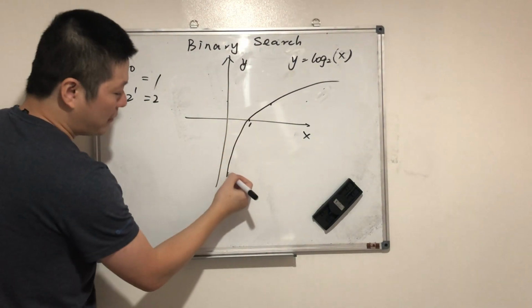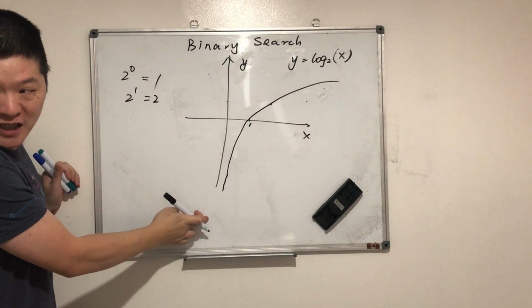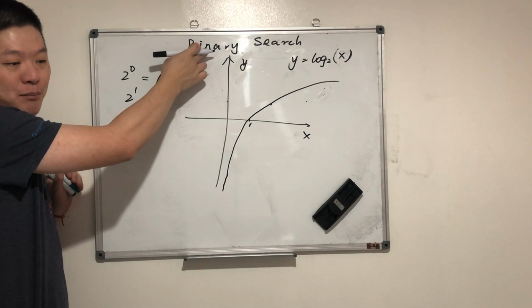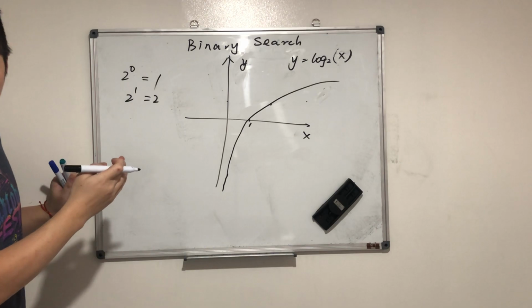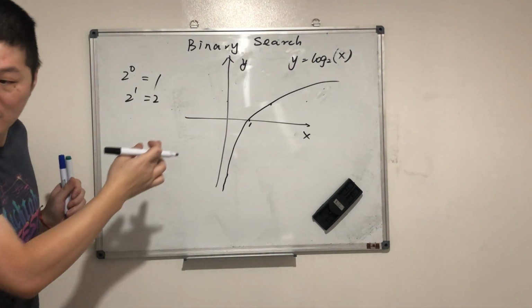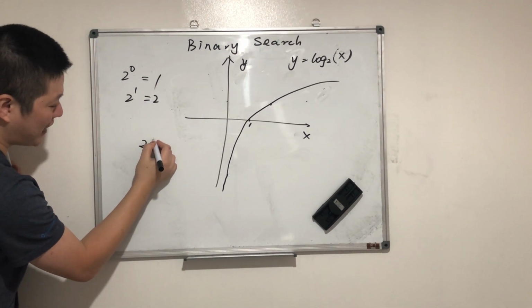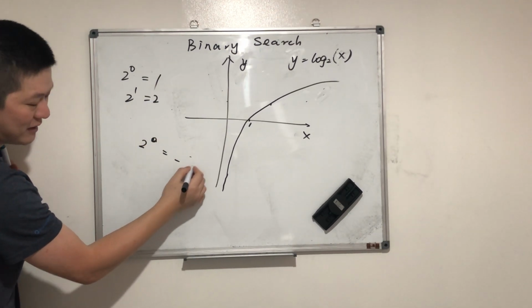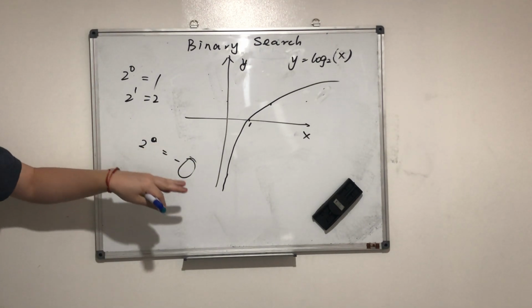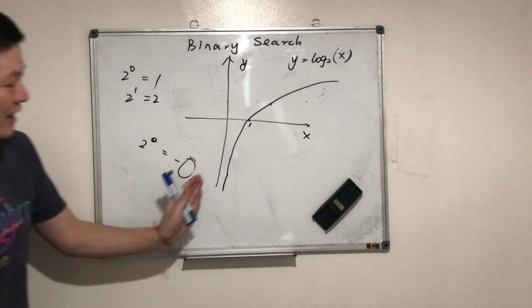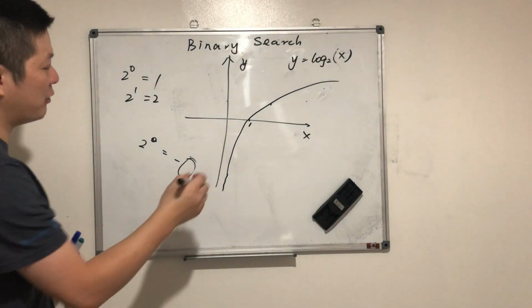What this means is that y can be from negative infinity to positive infinity, but x cannot be negative. It's always strictly bigger than 0. You can't find any value such that 2 to the power of something equals minus something. There's no such number. So look at this function.